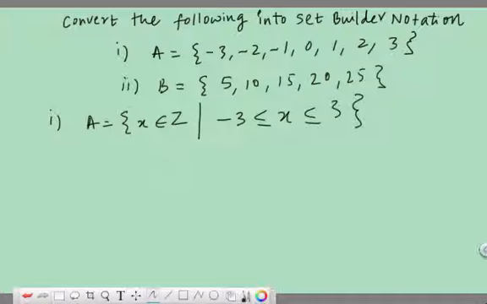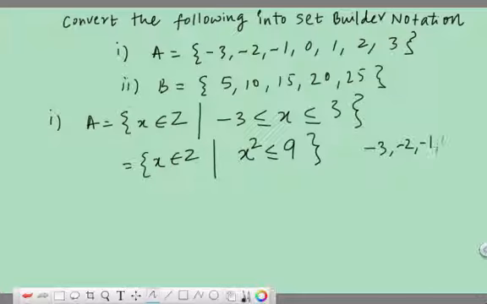The same thing can also be represented as x belongs to Z such that x square is less than or equal to 9. If you consider this, x is an integer, so if you start with -3 the square is 9, -2 is 4, -1 is 1, 0 is 0, 1 is 1, 2 is 4, and 3 is 9.